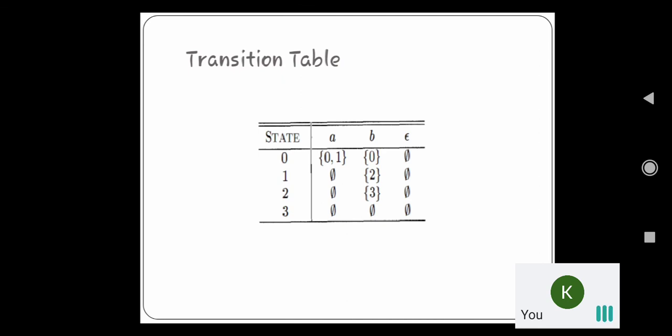And while moving from 0 to 0 we are getting B. Then you don't have any empty symbols there, so we have just put theta there.